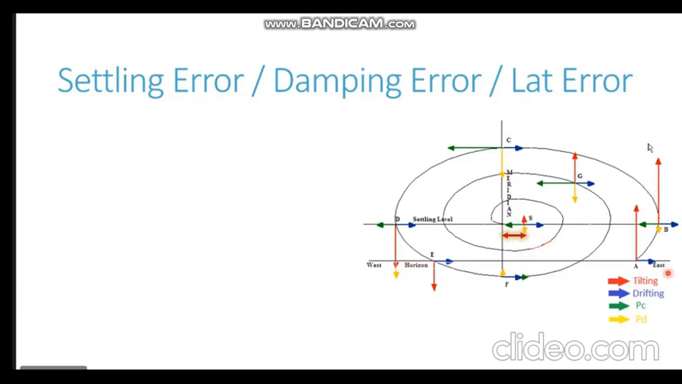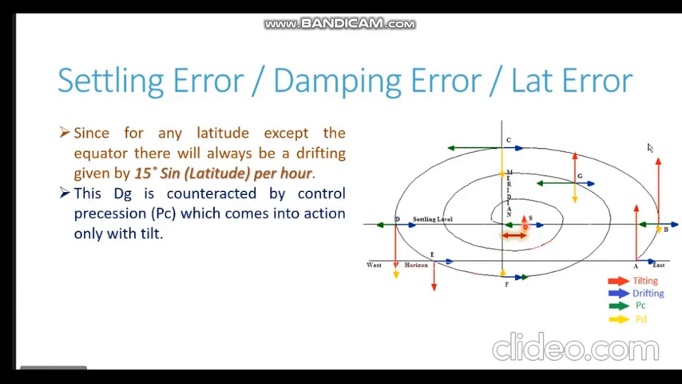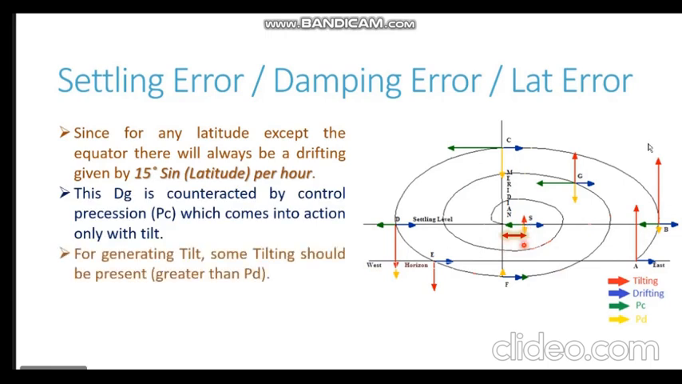The right side in our diagram is the east side. The left side in our diagram is the west side. So you can see it has settled down slightly east of the meridian. Now this difference, represented by the maroon double arrow in the diagram, between the meridian and the position where the gyro compass settles, is our first error, the settling error, damping error, or latitude error.